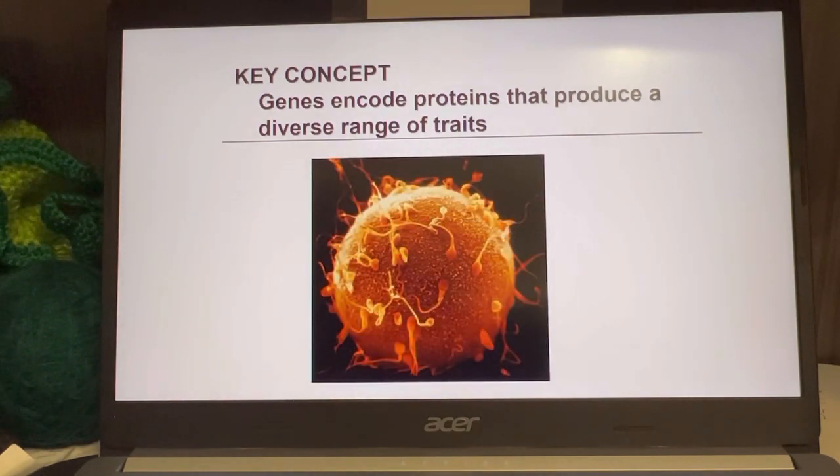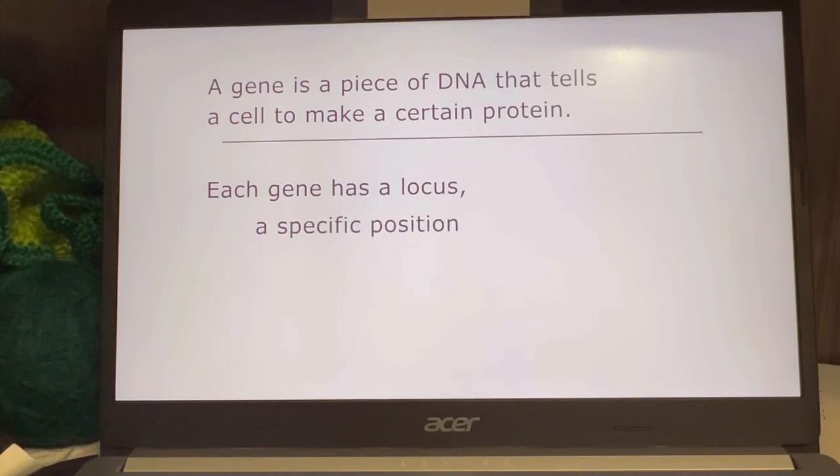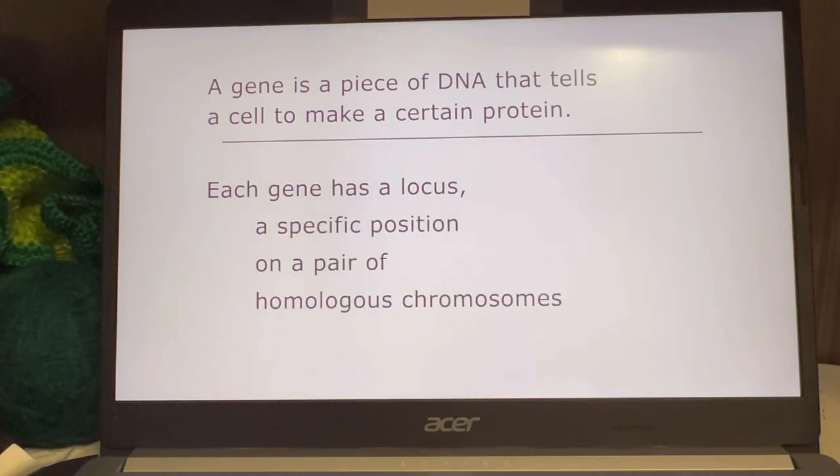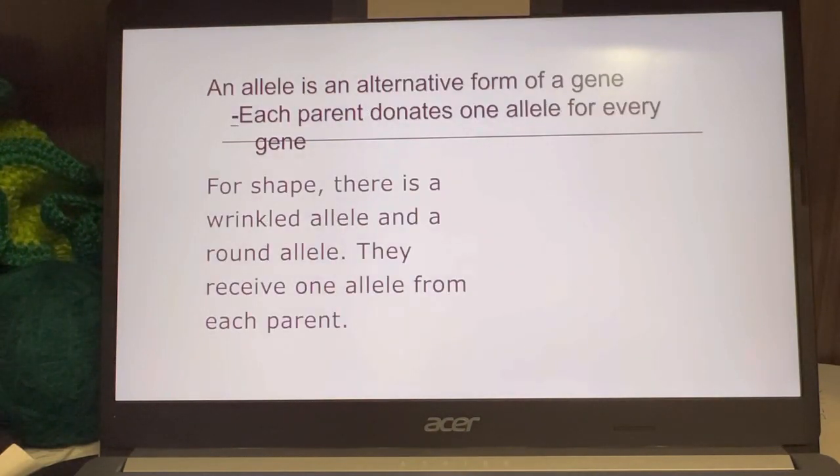Alright, so key concepts. Genes encode proteins that produce a diverse range of traits. A gene is a piece of DNA that tells a cell to make a certain protein. Each gene has a locus, a specific position on a pair of homologous chromosomes. If you don't remember what homologous means, go back about 5 minutes. Alright, so homologous chromosomes have alleles, the variations of a gene, so you either have wrinkled or smooth. Each allele is an alternative form of a gene. Each parent donates one allele for every gene.